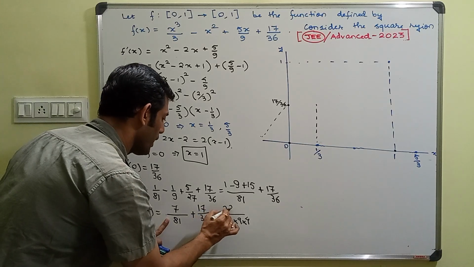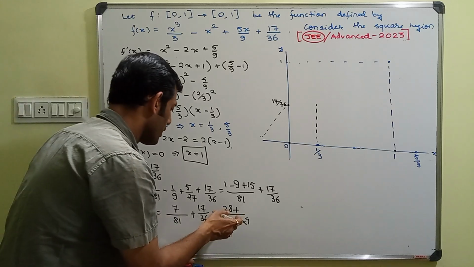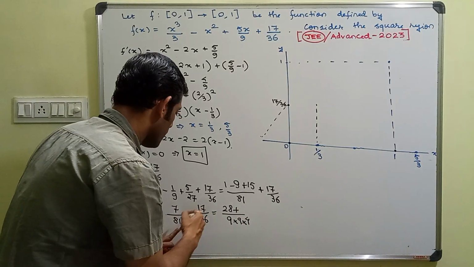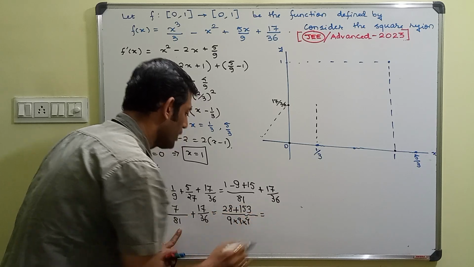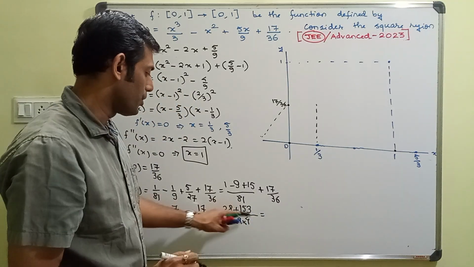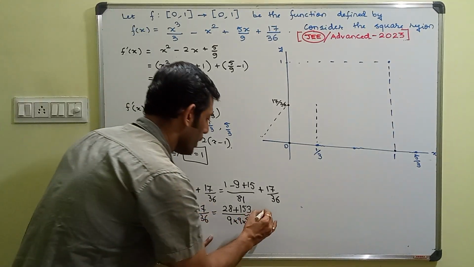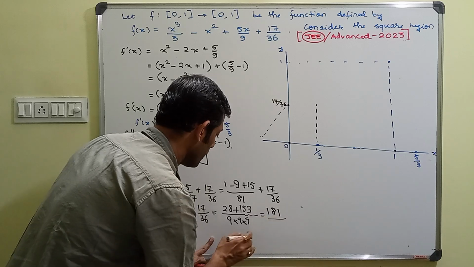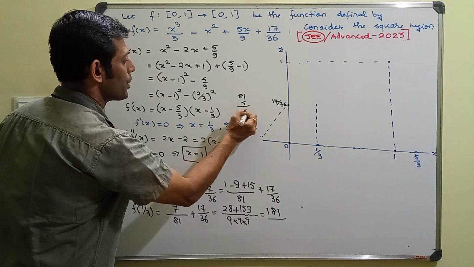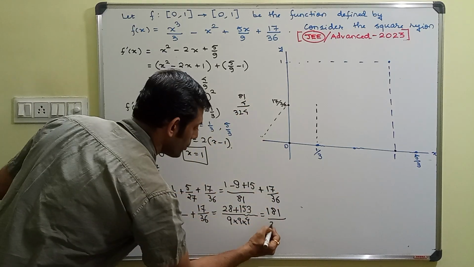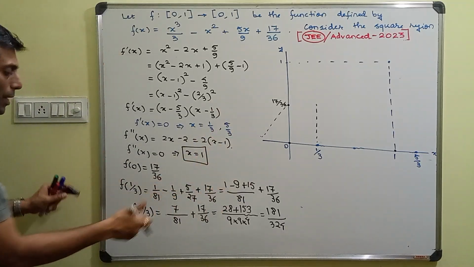So this is going to be 28, and plus 36 means 17 into 9 is 153. 9 7s are 63, and 9 1s are 9, 153. So effectively that makes how much? 153 plus 28 is 181, 181 by 81 into 4. So 81 into 4 is 324. So this is going to be the f of 1 by 3 value.